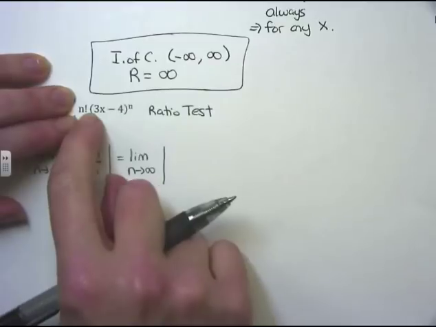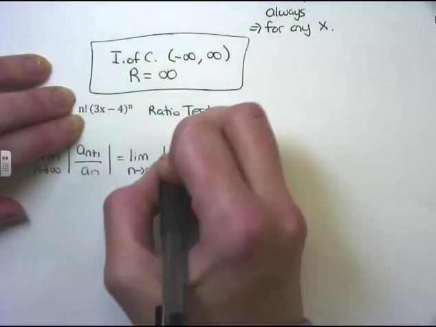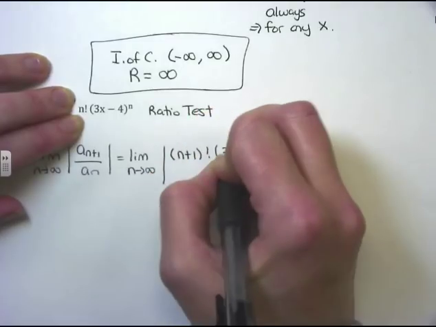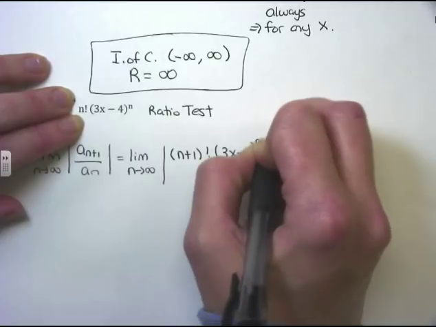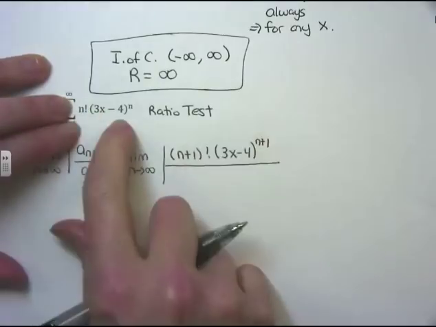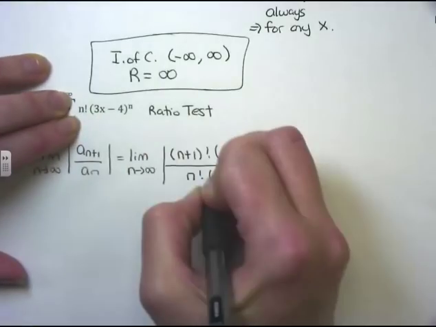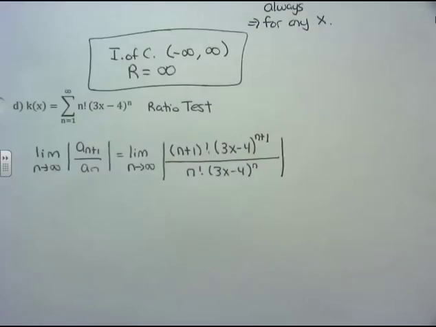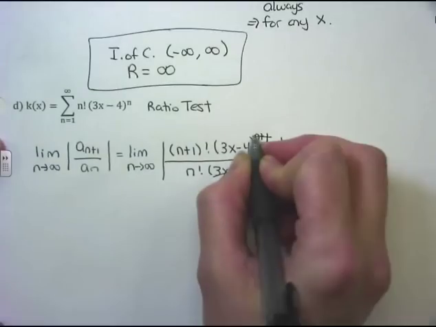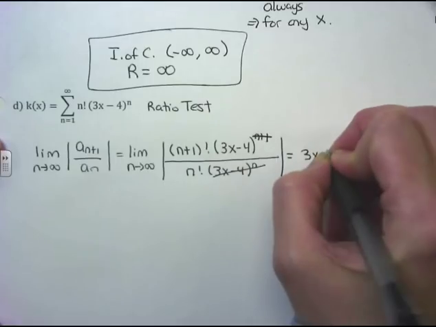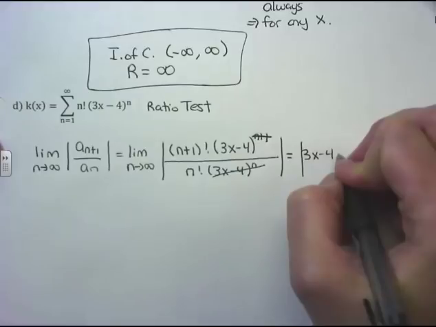Everywhere you see an n, I want to plug in n plus 1. So I would have n plus 1 factorial times 3x minus 4 to the n plus 1. This is being divided by a n, which is just this sequence, n factorial, 3x minus 4 to the n. You should notice that 3x minus 4, there are n of them in the bottom and n plus 1 in the top, so we have an extra 3x minus 4, let me just leave it this way, in my numerator.